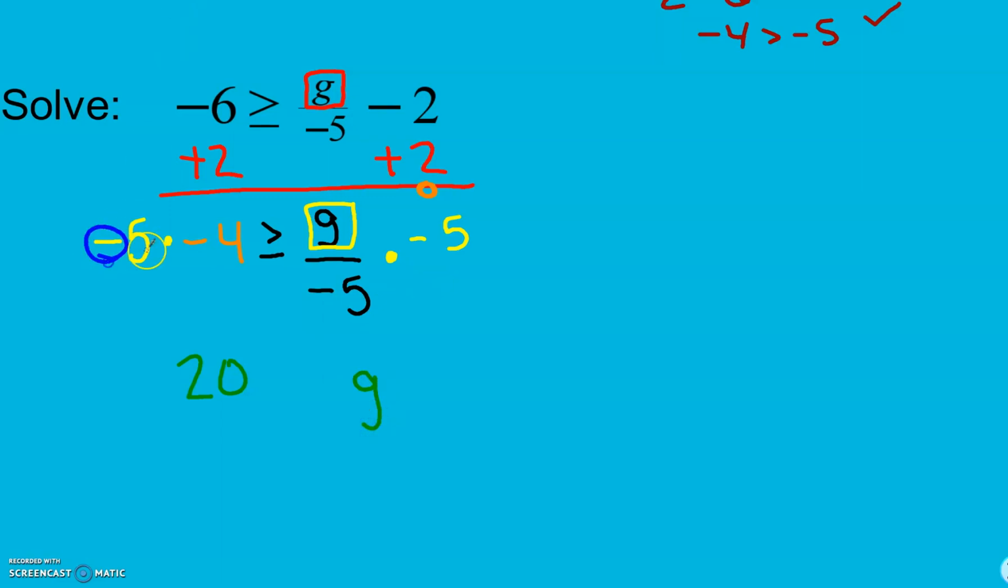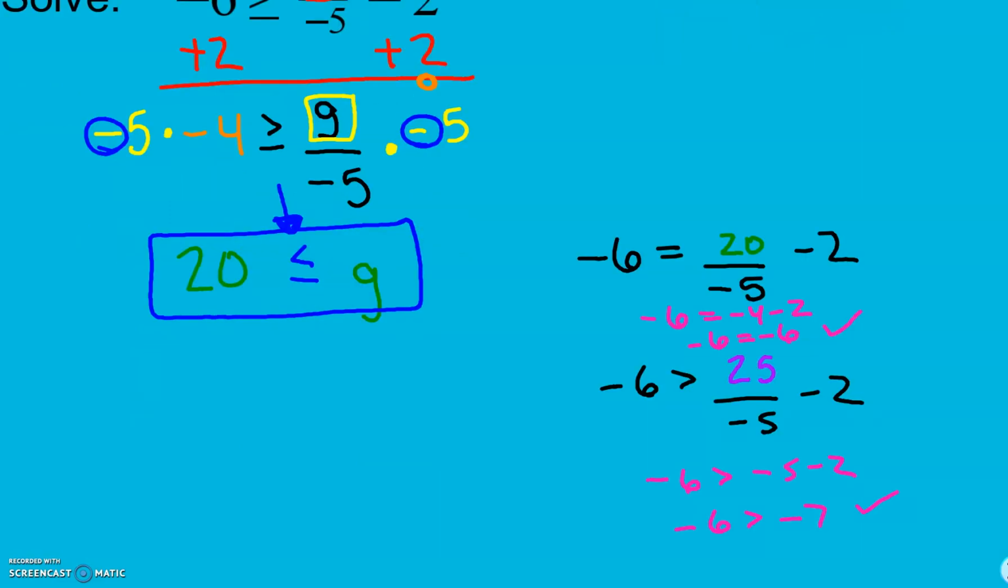Now, since we multiplied both sides by a negative, I have got to flip that inequality. And I have 20 is less than or equal to g. Here I checked both our boundary point and our inequality symbol, and both gave me true statements, so we are correct.